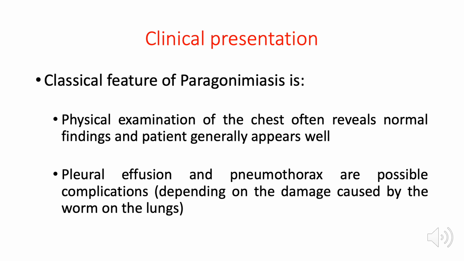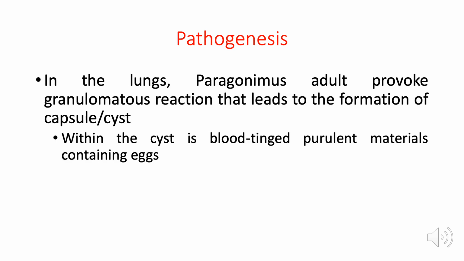Physical examination of the chest of patients with paragonomiasis would usually reveal normal findings. In some cases, some patients would develop pleural effusion and pneumothorax as complications of probably severe infections with paragonomiasis. As I've mentioned a while ago, the Paragonimus adults would enclose themselves in a capsule, forming now cavities in the lungs. Aside from that, they can also initiate granuloma formation.